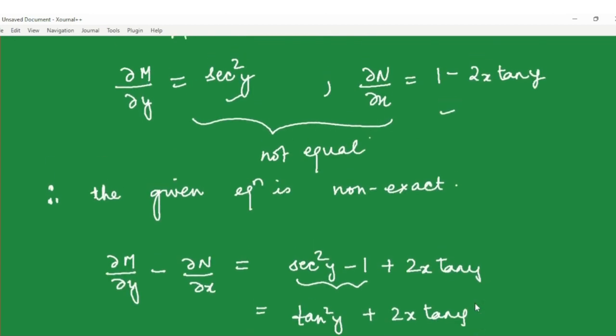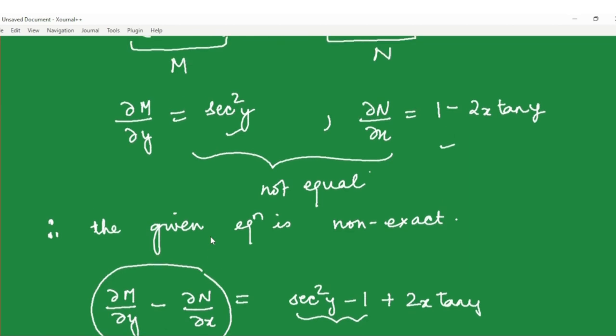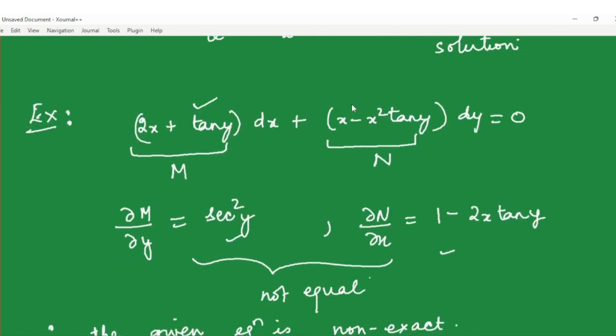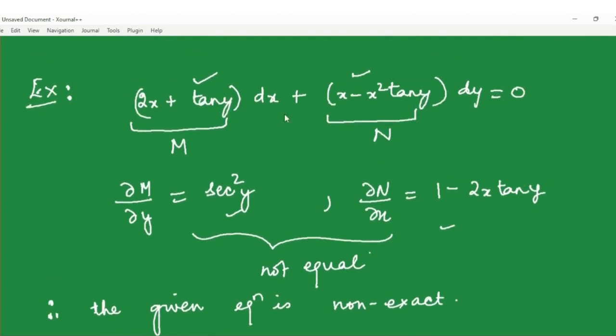After looking at the difference, we have to observe whether on dividing by M or N it simplifies. If this difference on division by N leads to a function of x only, then our rule works well. If this difference on division by M leads to a function of y only, then the rule works well, otherwise we'll have to try something else. You can see that 2x plus tan y is common in the difference, and here also 2x plus tan y is appearing, so division by M is going to work well here.